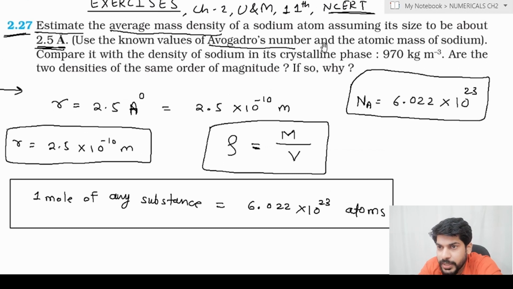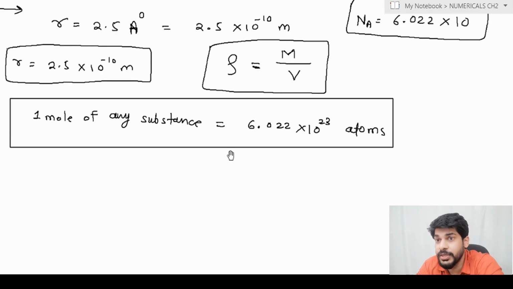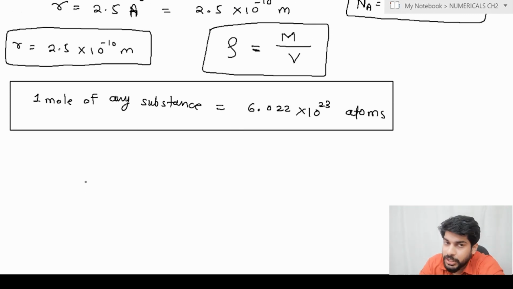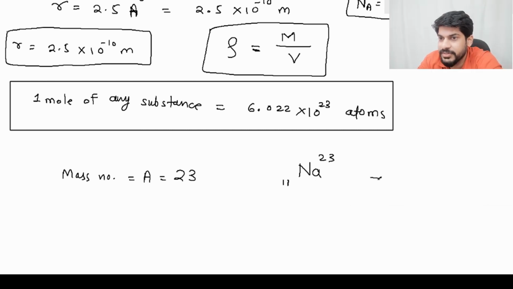Now we also have to use the atomic mass of sodium. First of all, you must know that the mass number, denoted by A, is equal to 23 for sodium. Whenever we write sodium, we write it like this: 11, 23. 11 is the number of protons and the number of neutrons is 12, so the total mass number is 23. That is the property of the sodium nucleus. This is your sodium.